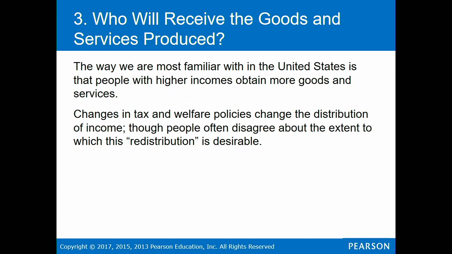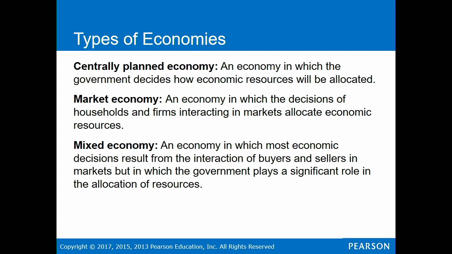And then finally, who will receive the goods and services produced? So in the United States, what we do typically is people with higher incomes, or that have more money available, obtain more goods and services. Now, there are changes in tax and welfare policies that can change the distribution of income. Obviously, this is highly contentious based on your political beliefs. There are also other ways to determine who gets what goods.